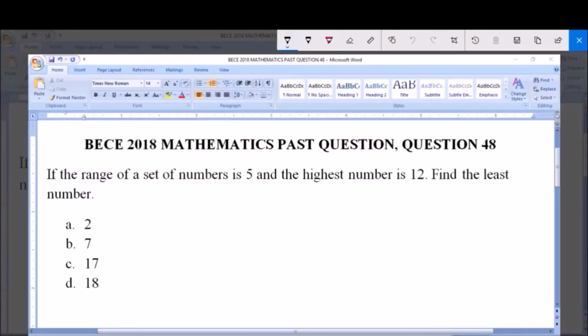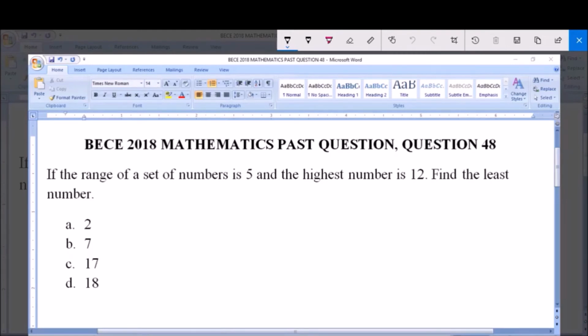Good day and welcome. Today we're going to be dealing with BECE 2018 Mathematics Past Question, question 48. If the range of a set of numbers is 5 and the highest number is 12, find the least number. A 2, B 7, C 17, and D 18.